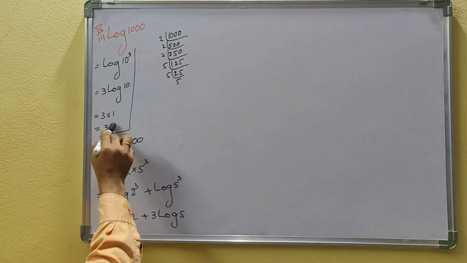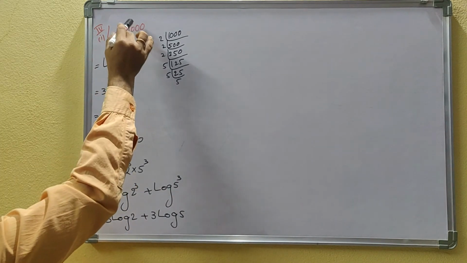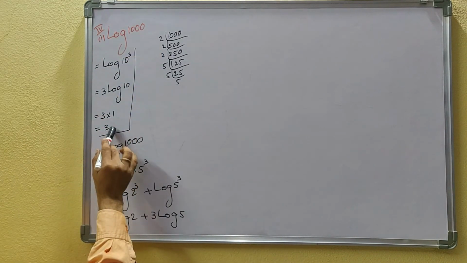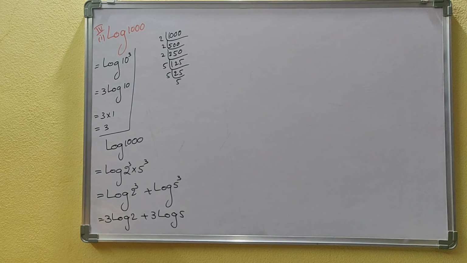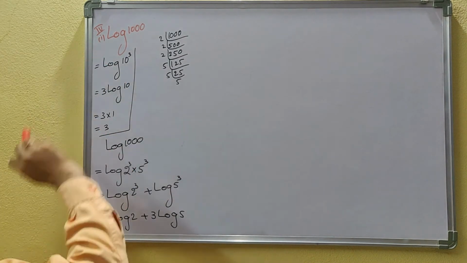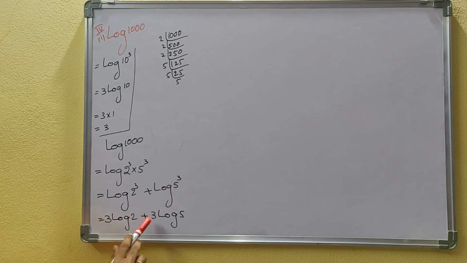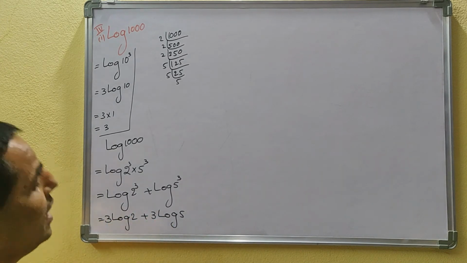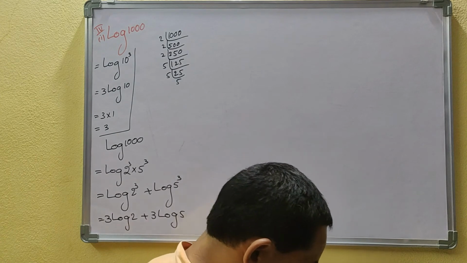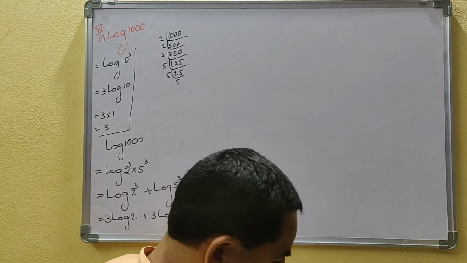This is also correct, but if we find the value of log 1000, this is the answer. But as per the question, expand the following problem, so log 1000 is equal to 3 log 2 plus 3 log 5. This is the answer. Next, second question, log 128 base.